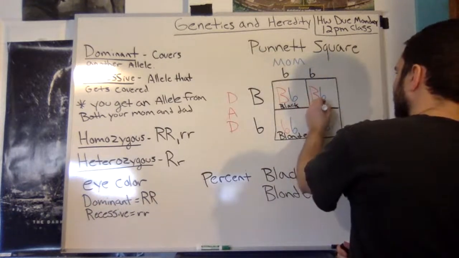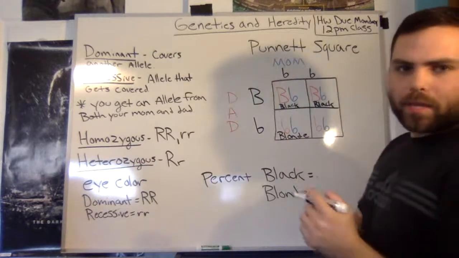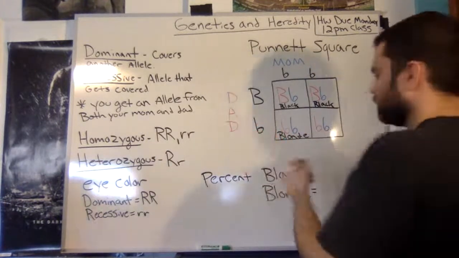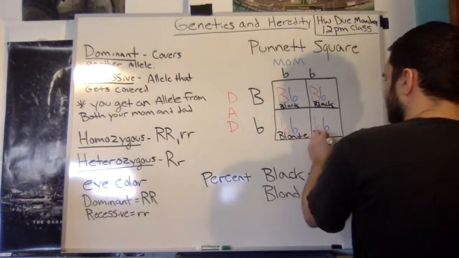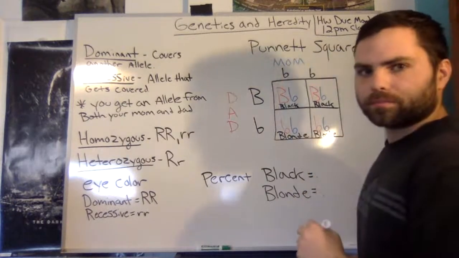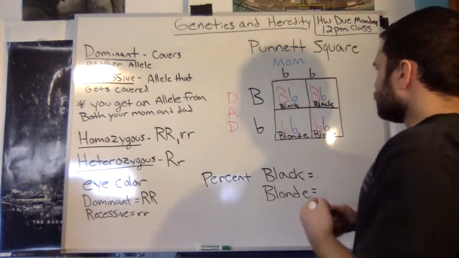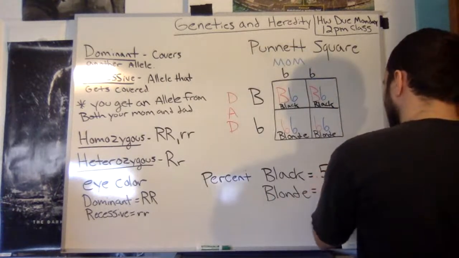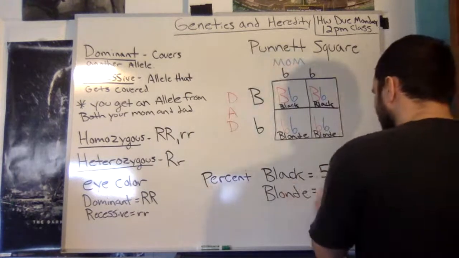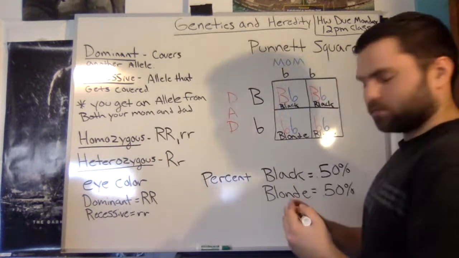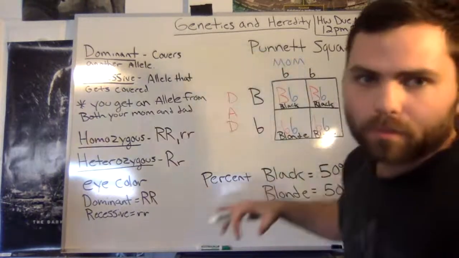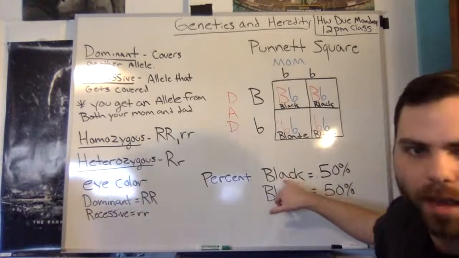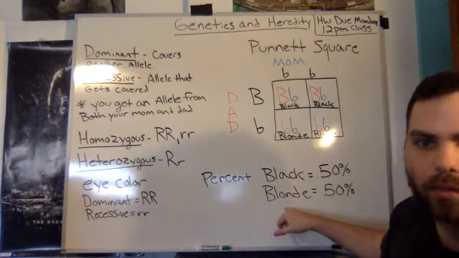Black hair. Now I got two lowercase b's. So since they're both recessive, it's going to be blonde. Okay? So we count it up again. Since there's two of them, you're going to get 50% black hair and 50% blonde hair. So every time there's a chance for an offspring, you have a 50% chance of having black hair or a 50% chance of having blonde hair.